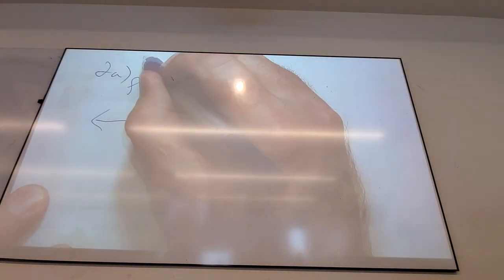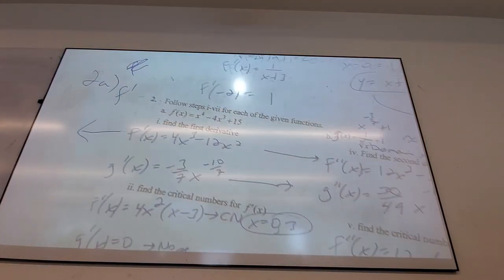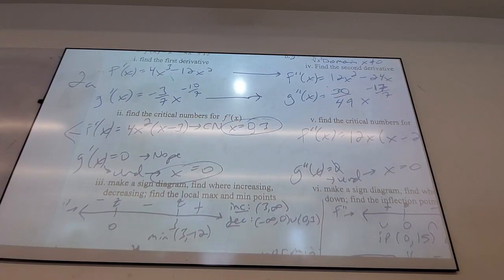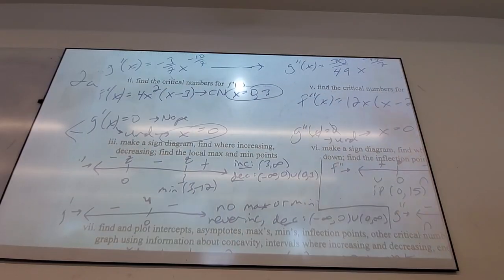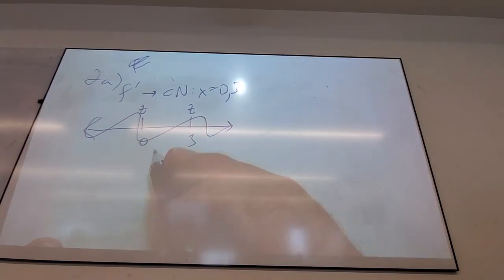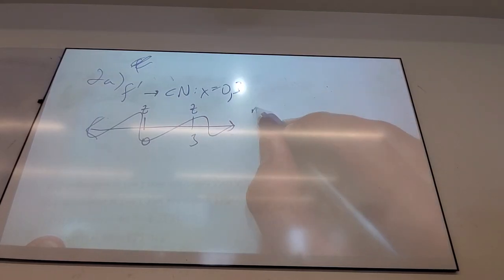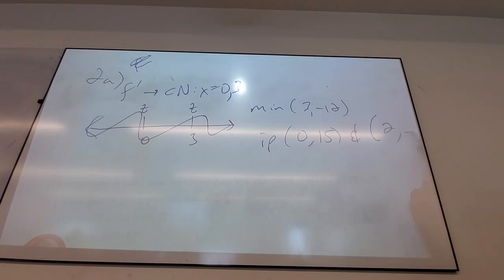I got it. So let me say this. So you guys can see the first derivative, I'm just going to collect all the stuff I did, so I'm not going to redo it. If you didn't do this problem yet, here's what I got for F. I'm going to focus on F. I got a minimum at (3, -12). I got inflection points at (0, 15) and (2, -1).